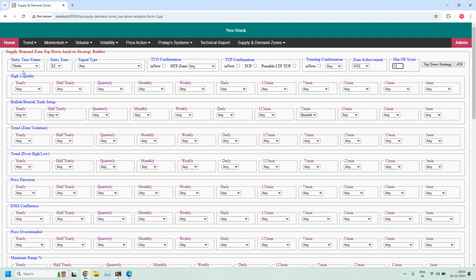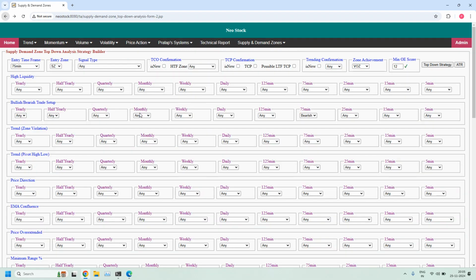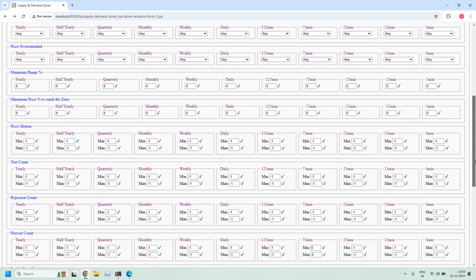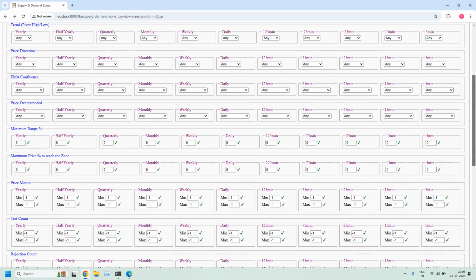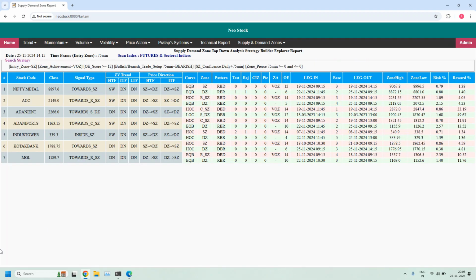All 3 filters are applied to 75 minute supply zone, and we got 9 stocks. And these 9 stocks are supporting bearish trade setup for weekly income trade, and entry zones are 75 minute supply zones. And in these 9 75 minute supply zones, there could be high probability setup zones might be available. We will identify based on the LTF and ITF zone confluence filter, that is supply zone confluence filter, that is 75 minute supply zone with daily supply zone confluence. We got 7 stocks out of 9, 7 are filtered.